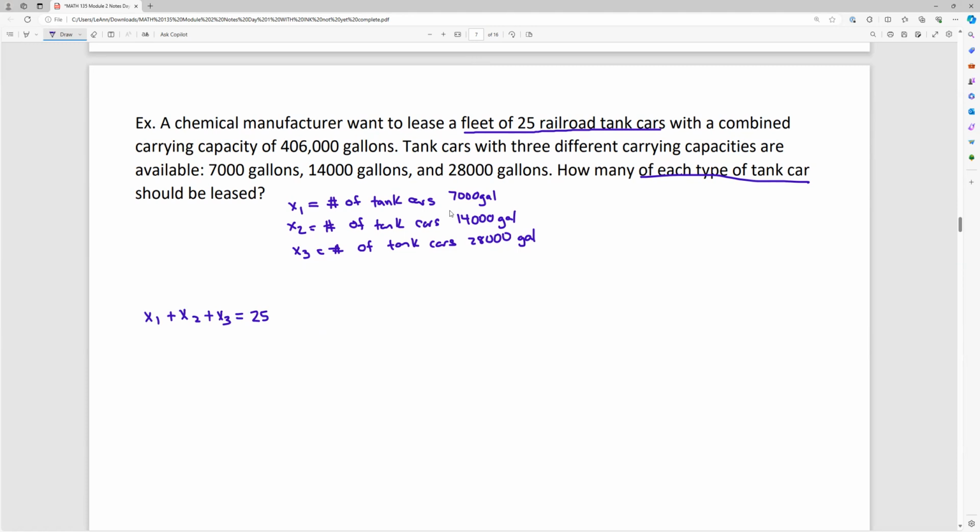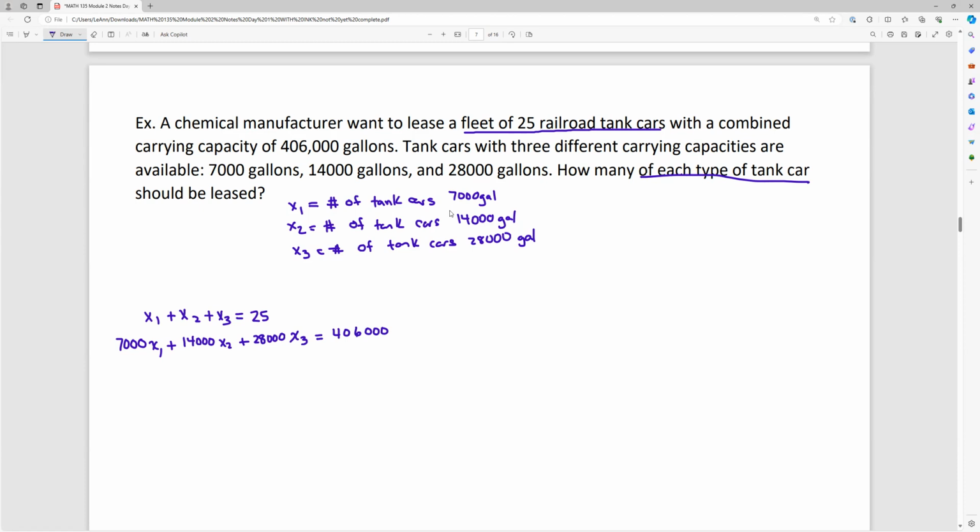We also know that each one has a different capacity, and we know our total capacity that we can get up to, which is 406,000 gallons. So we know that if we have 7,000 gallons for the first type, plus 14,000 gallons for the second type, plus 28,000 gallons for the third type, that's a total carrying capacity of 406,000 gallons. Okay. And they didn't give us any other information. All they told us about these tank cars is that we have 25 of them. And then they told us about how much they each can carry and the total carrying amount. They didn't tell us they were leasing twice as many of the 14,000 as the 7,000.